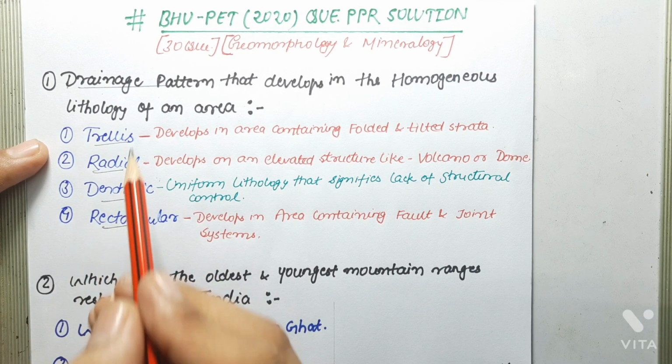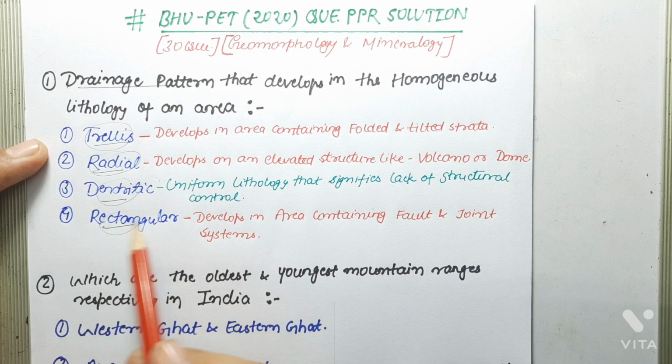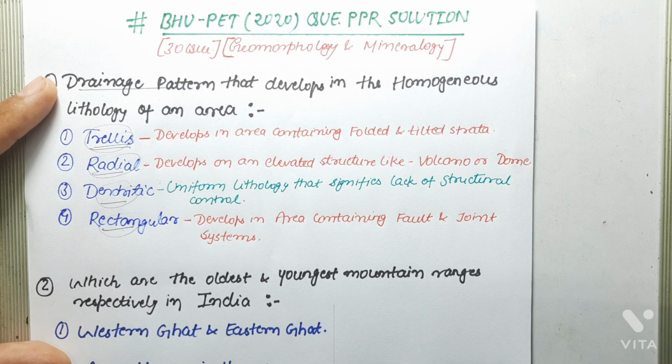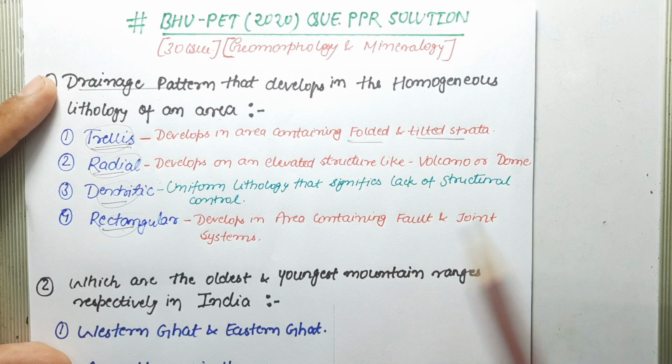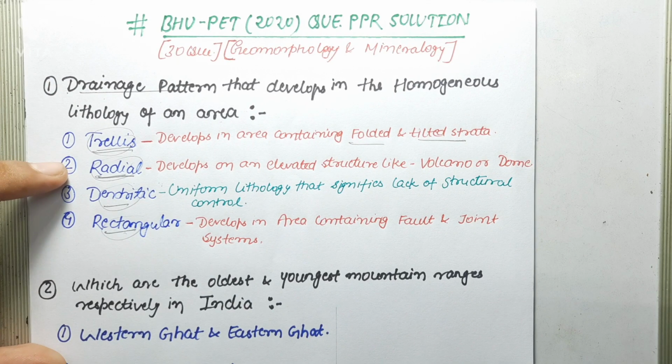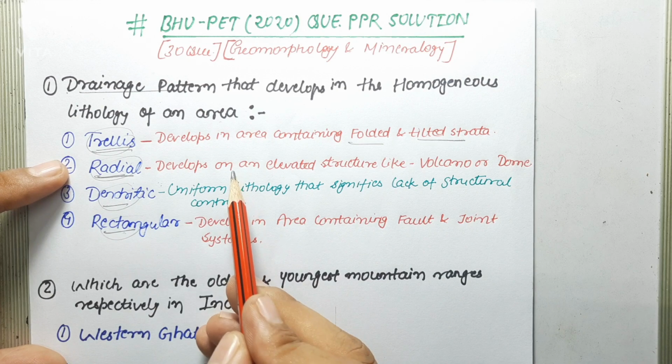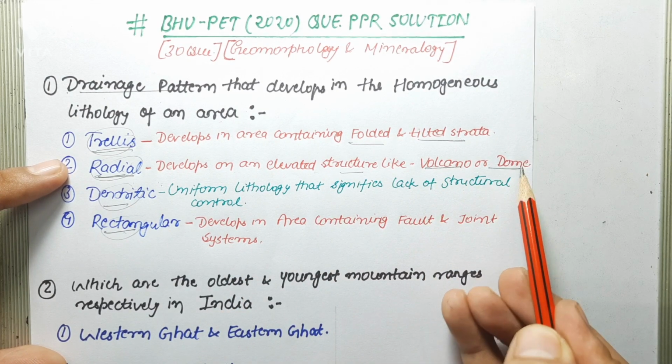So let's see what these drainage patterns mean. First one is trellis drainage pattern. Trellis drainage pattern forms when the short subsequent streams meet the main stream at right angle and develops in regions containing folded and tilted strata. Differential erosion through softer rocks paves the way for tributaries. Next one is radial drainage pattern. Radial drainage pattern forms when streams flow outward in all directions from a central high point. This pattern develops on an elevated structure like a volcano or dome.